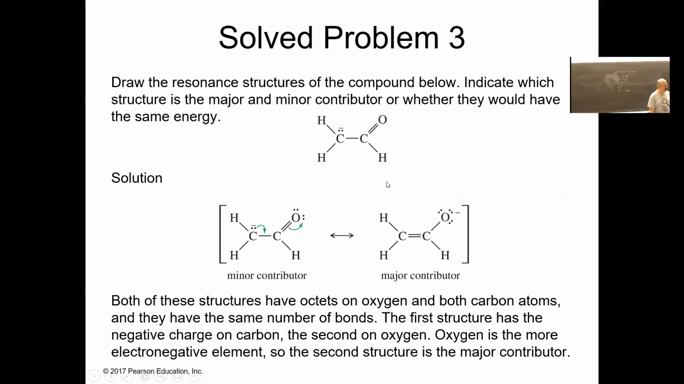Okay, here's another example. We have a negative charge on the carbon. Everyone still has an octet. But if we move the lone pair of electrons toward this carbon, then we have to push a pair up onto the oxygen. The major contributor is the one with the negative charge on the oxygen, because oxygen, being more electronegative, is better able to carry that negative charge.